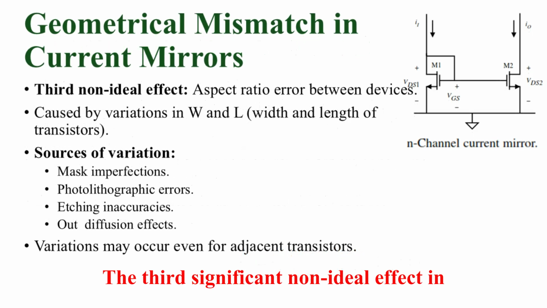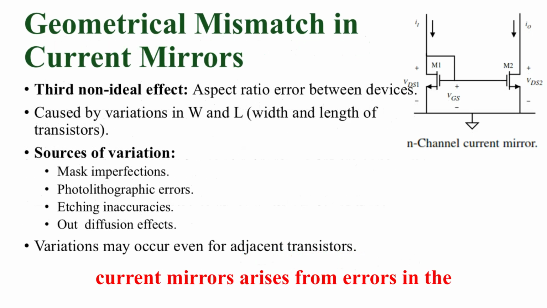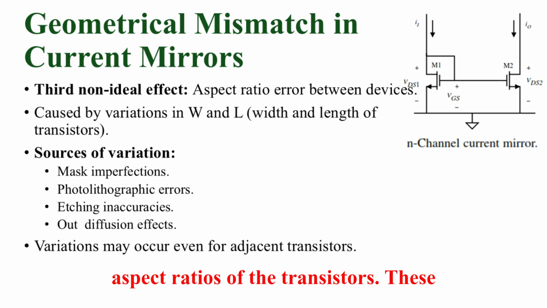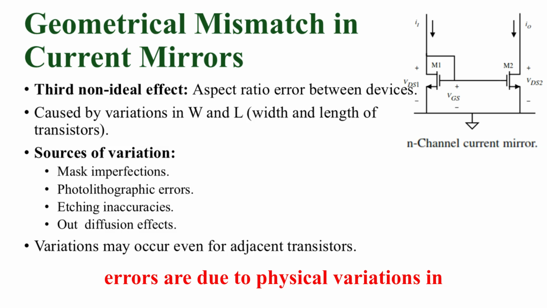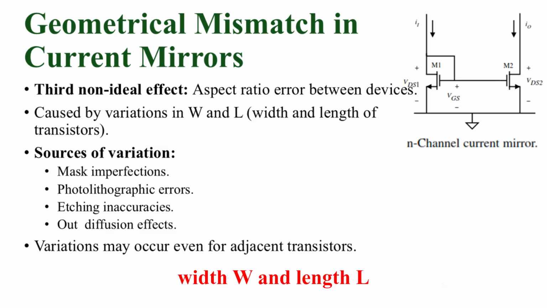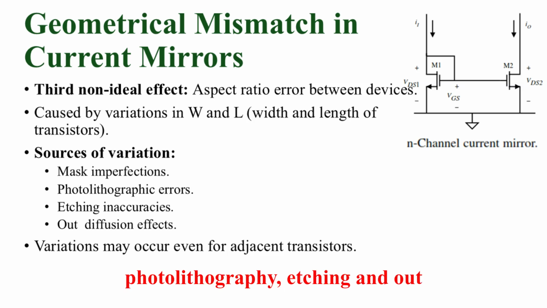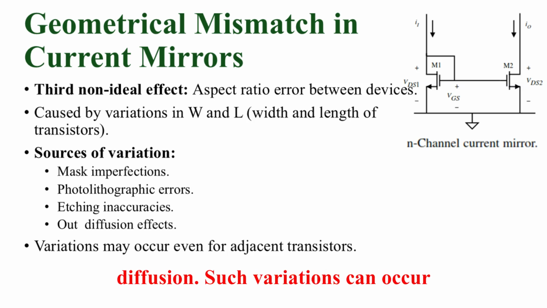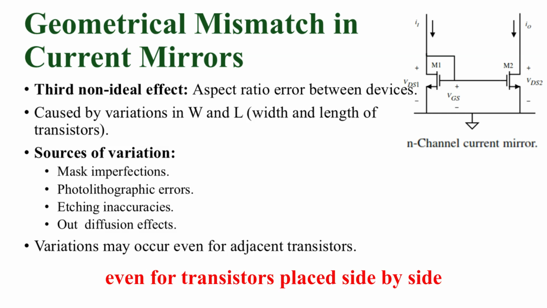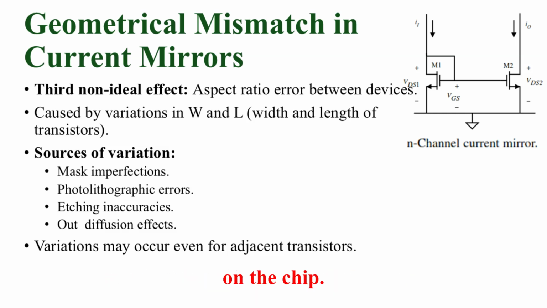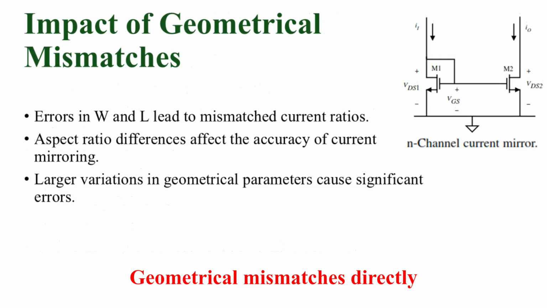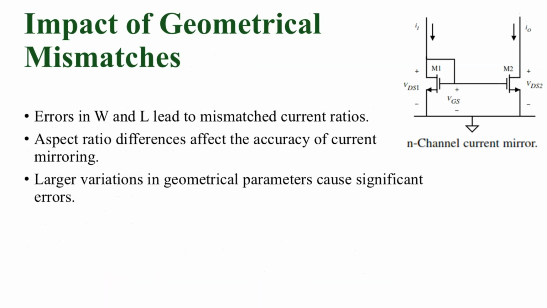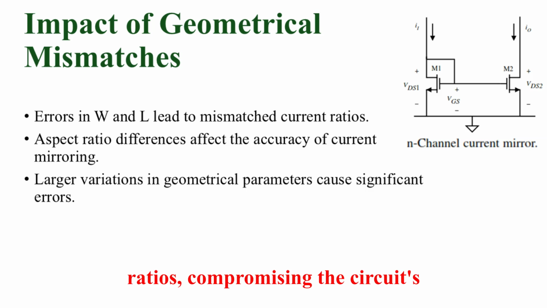The third significant non-ideal effect in current mirrors arises from errors in the aspect ratios of the transistors. These errors are due to physical variations in width, W, and length, L, stemming from processes like photolithography, etching, and outdiffusion. Such variations can occur even for transistors placed side by side on the chip. Geometrical mismatches directly impact the accuracy of current mirrors. Any deviation in W by L ratios leads to inconsistencies in the current ratios, compromising the circuit's reliability. Minimizing these mismatches is crucial for precision design.